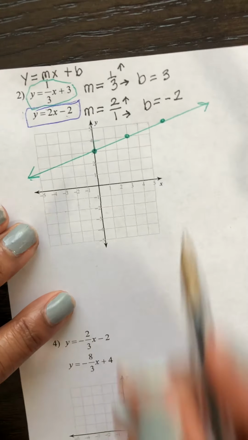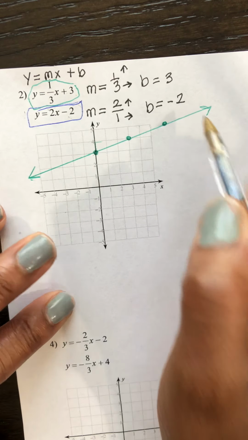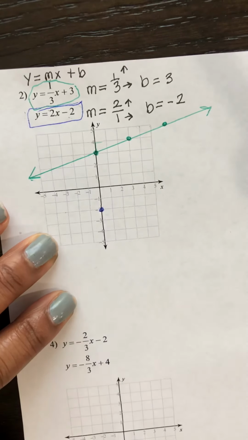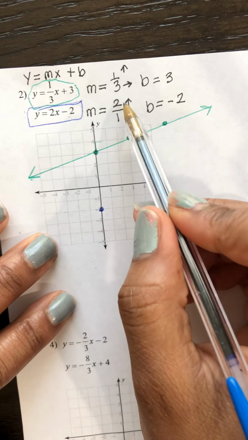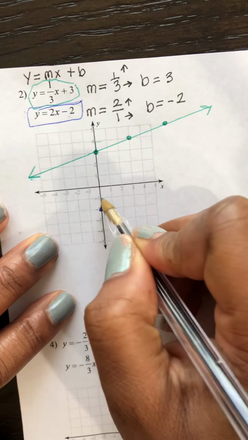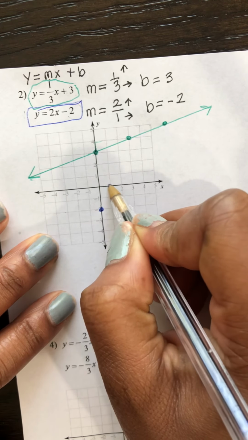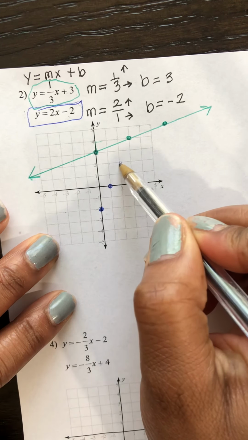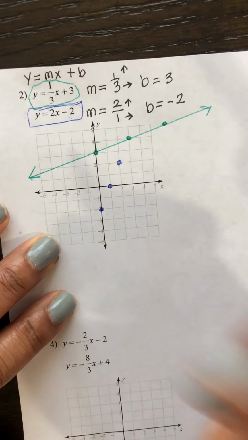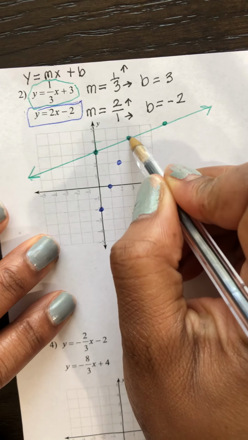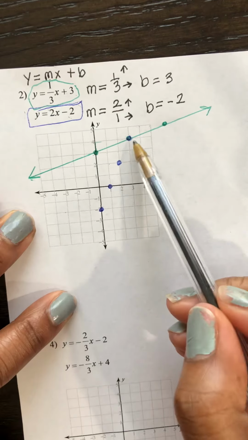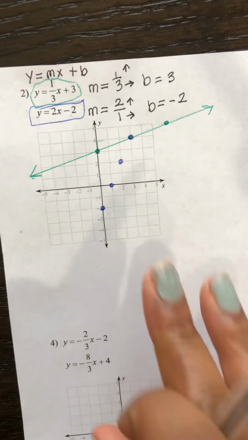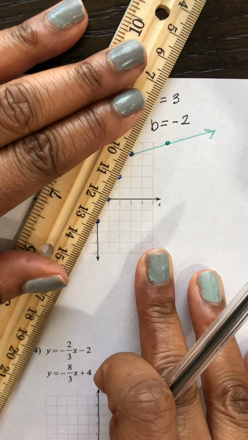Okay, and so for the second equation, we have a y-intercept of negative 2, which means that we're going to start at negative 2. We have a slope of 2 over 1, which means we're going to go up 2 and over 1. We're going to do that again, go up 2 and over 1. And then we're going to go up 2 and over 1. And if you see here, we have just intersected the point that's on our green line. Okay, so let's go ahead and draw our blue line.